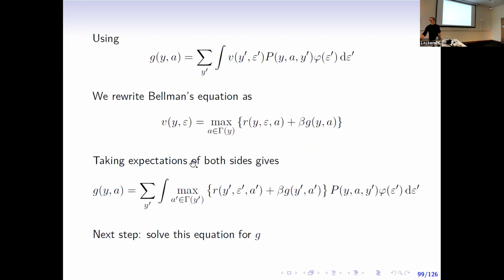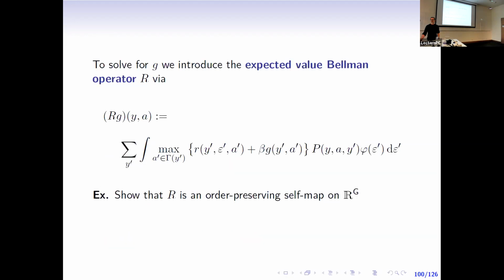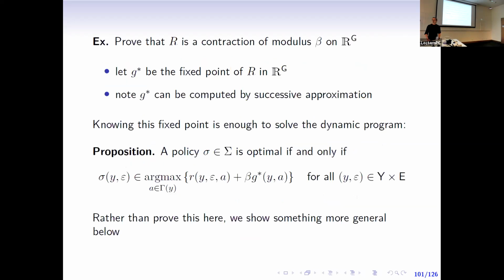So we go back. I'm trying to find a G that satisfies this. That's my job now. So I introduce an operator such that fixed points of the operator are solutions to that equation. And now I study the properties of that operator, and it turns out that it's a contraction. And moreover, the fixed point, which I'll call G star, if I plug that into the right-hand side of the Bellman equation in the obvious way, this is already an expected value, so I don't need to take expectations, and then take the greedy policy, we'll get an optimal policy.